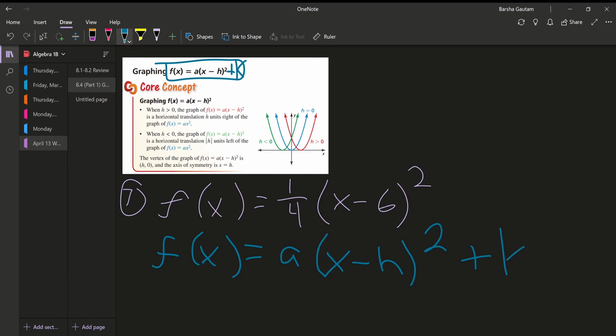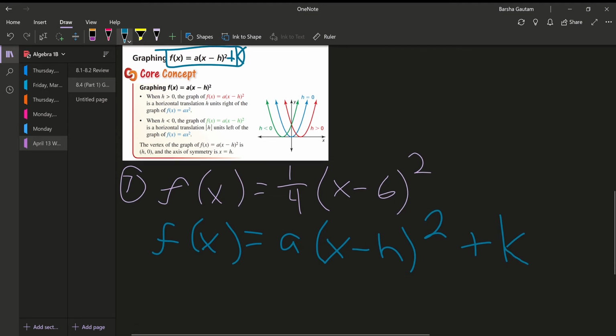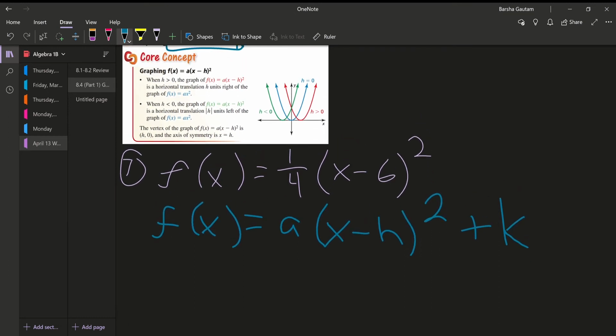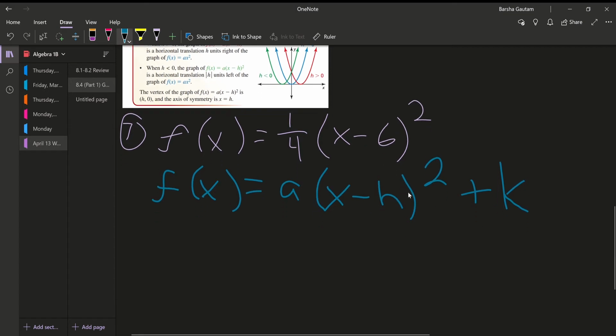Okay, my computer's not corresponding here. Alright, so from here, the way we figure out what our vertex is, we figure out what our h is, our h and our k. So in this case, what is our h? Is it negative 6 or 6? It's just 6, right? Because this negative is already here.